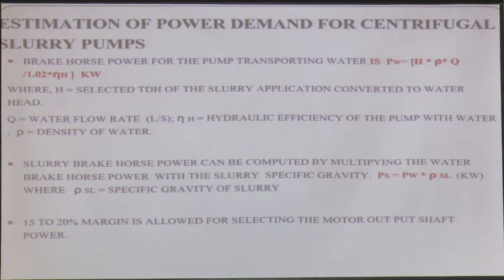Now, who gives the power? It is the motor, through the belt it is coming. So, just a 15 to 20% margin is allowed for selecting the motor. So, on top of that multiply this by 1.15 to see what is coming. Then the next available standard is the motor rating. Okay. Is that clear?